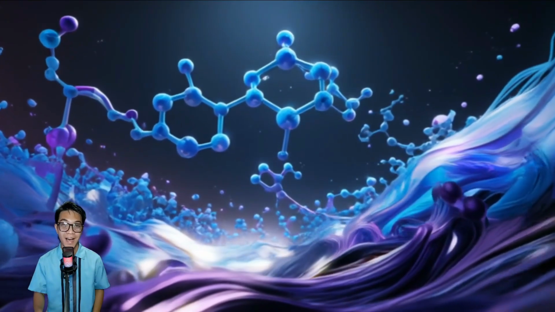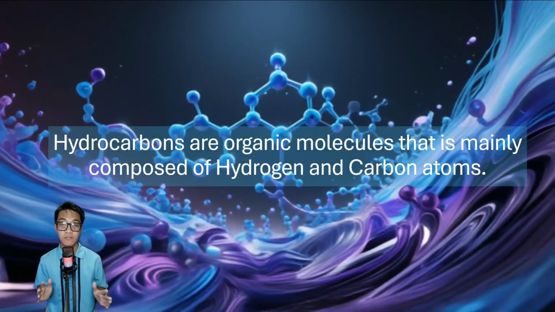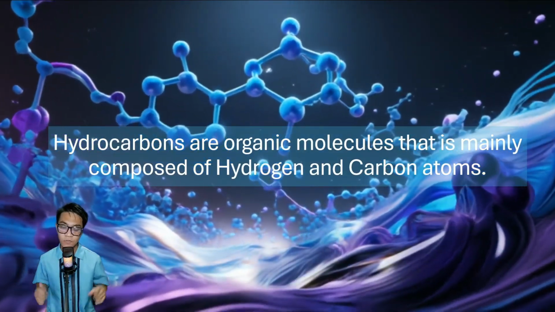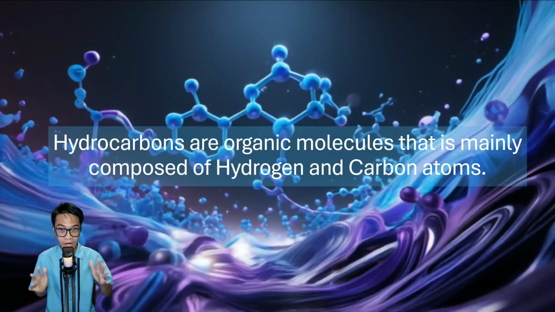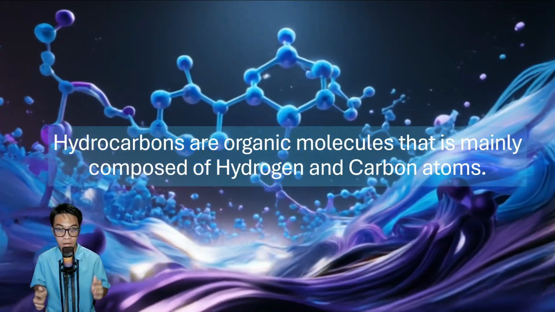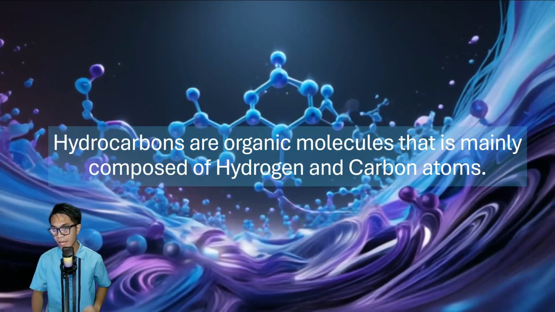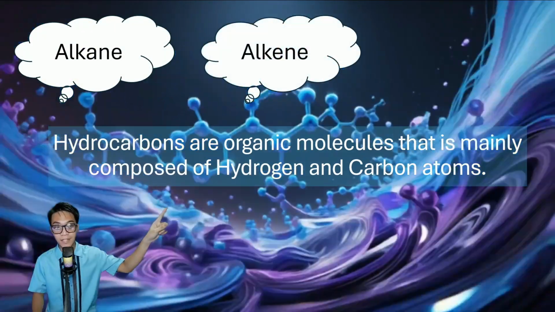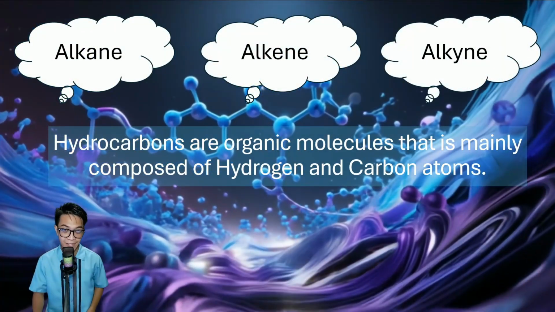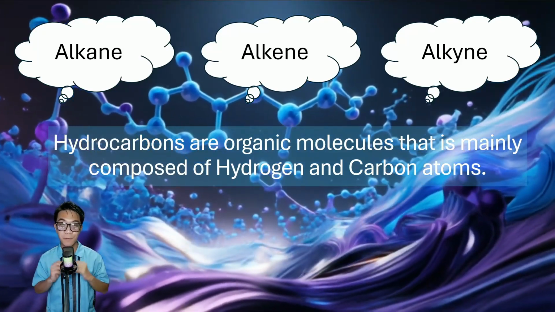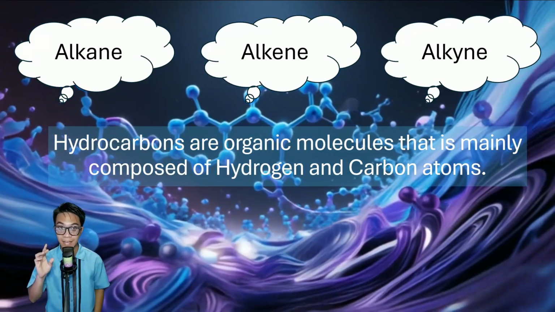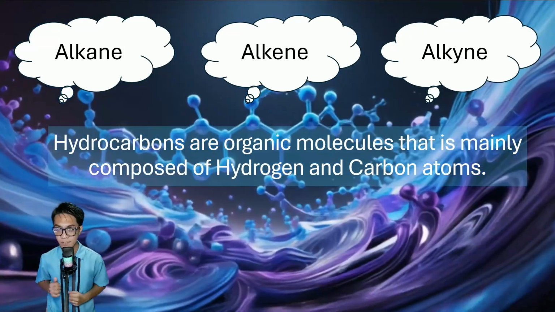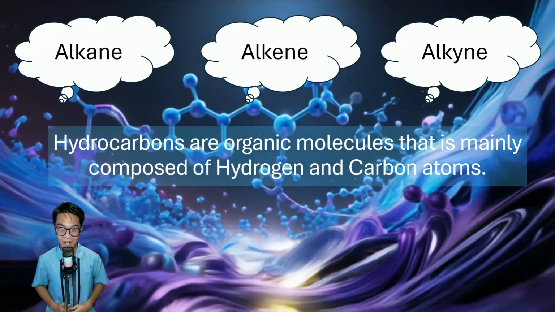By definition, hydrocarbons are organic molecules that are mainly composed of hydrogen and carbon atoms. So from the name itself, hydrocarbon, hydrogen and carbon are its main components. And they have three main classifications, namely the alkane, the alkene, and the alkyne. As you can observe, we just simply replaced one letter within the entire name. That is the letter A, letter E, and letter Y. So, let's get to know our hydrocarbons more.